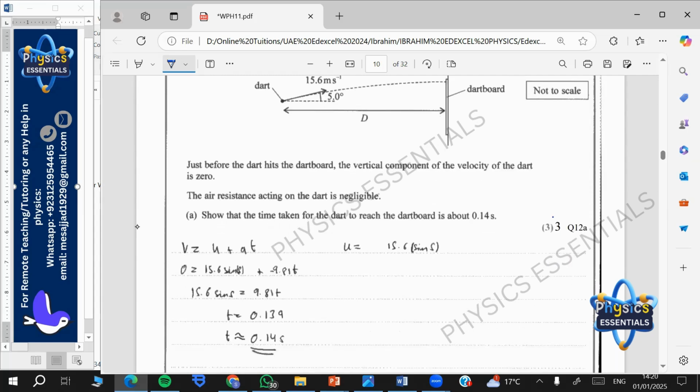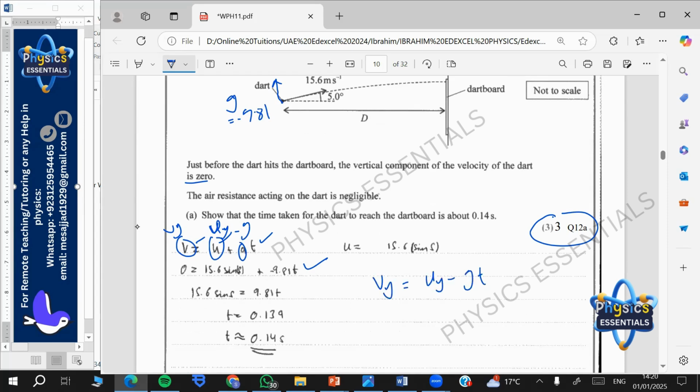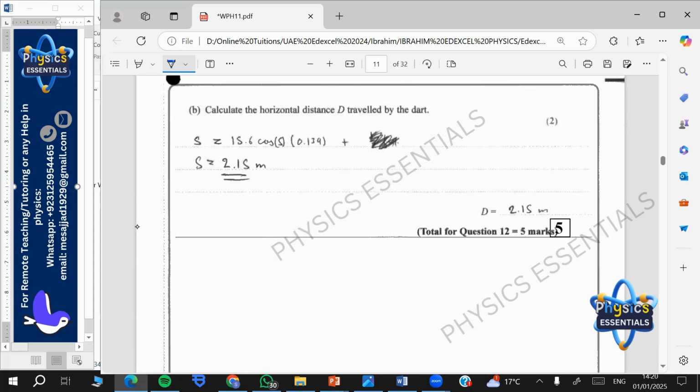So again, here my student got 3 out of 3 because he did it exactly correct. When you are talking about a vertically moving body, your acceleration is actually minus 9.81. Then the vertical component was 0. So this is your initial vertical component u_i, and this is your minus g. You can write this as well like this: this is the final vertical component of speed, this is the initial y component of speed, and this is your gravitational acceleration. Just put in the values and you will get the time. This is equal to 0.